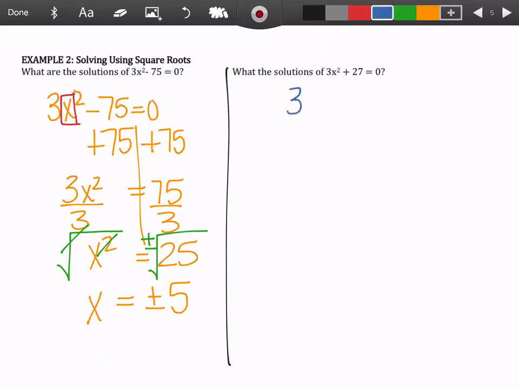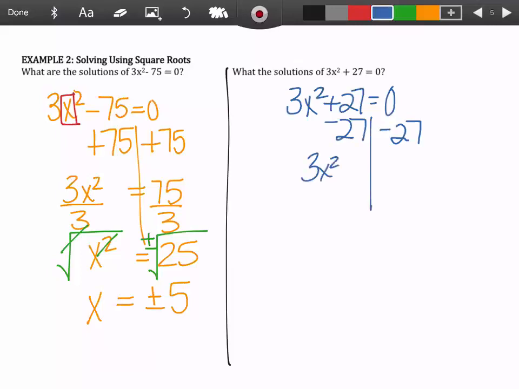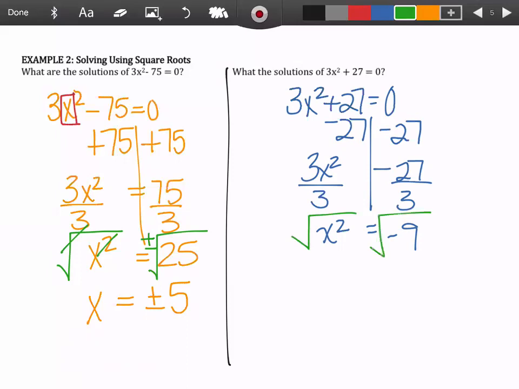We have 3x squared plus 27 is equal to 0. We're going to solve for x squared, so that means get rid of the 27 first. Let's subtract that over. We have 3x squared is equal to negative 27. Divide by 3 to get x squared by itself. You have x squared is equal to negative 9. To get rid of the exponent of 2, we take the square root of both sides.